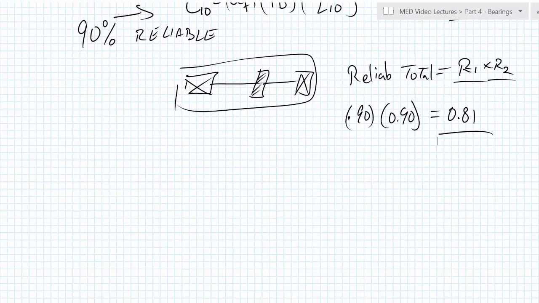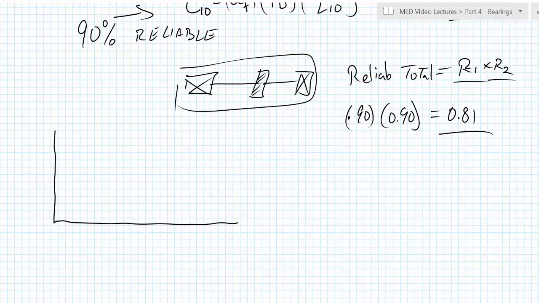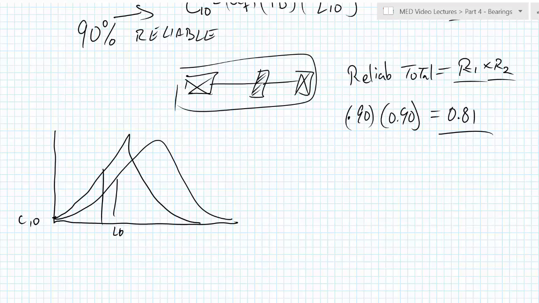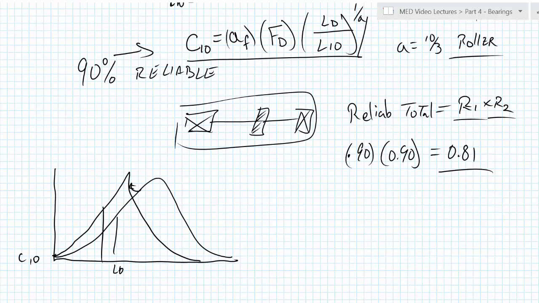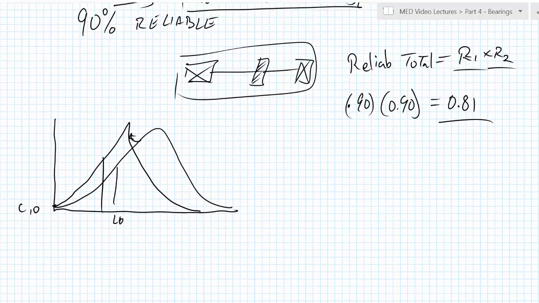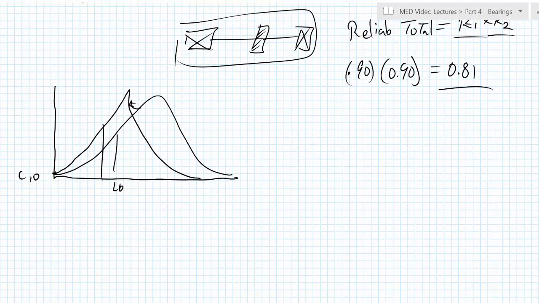So in terms of our Weibull distribution, what this says is we have one distribution that looks like this, and we have an L10 based on a C10, and what we want to do is figure out where we would need to pick a different C10 and move from one Weibull curve to another. So the way to do that is we're simply going to modify our catalog equation to move from one reliability curve to another. So if we want 90% reliability, just use the one we have.